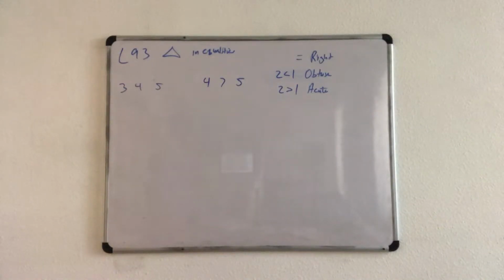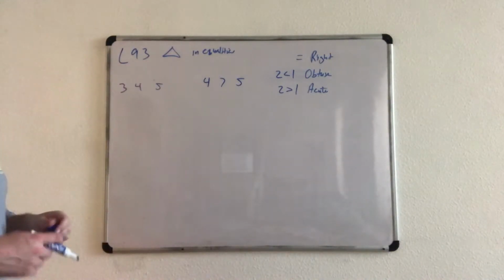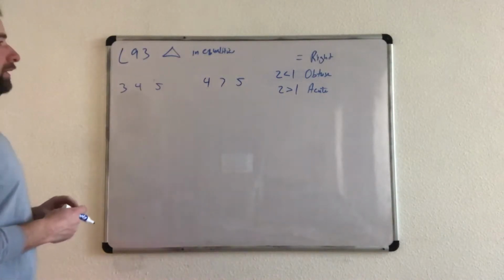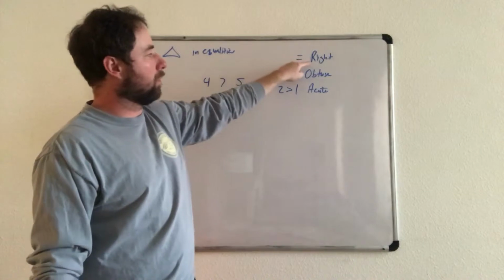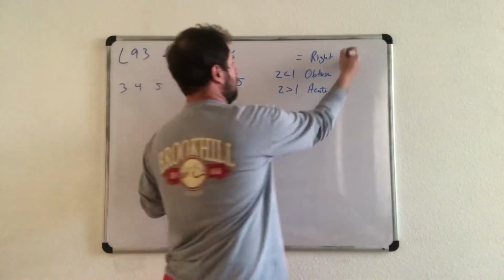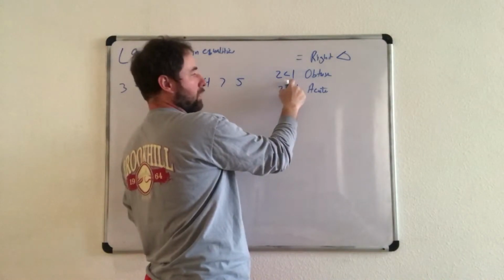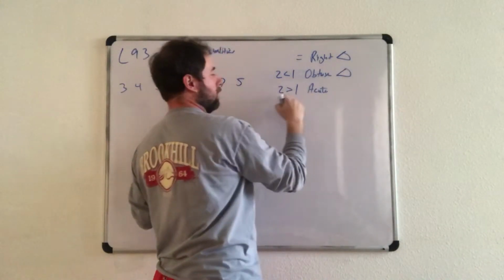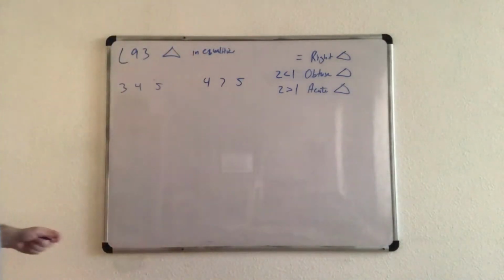In this session, we're going to look at lessons 93, 94, and 95. In lesson 93, we're going to look at triangle inequalities. Basically, whatever result we get, if the numbers are equal, it's a right triangle. If the two sides are less than the one side, then it's an obtuse triangle. If the two sides are greater than one side, it is an acute triangle.